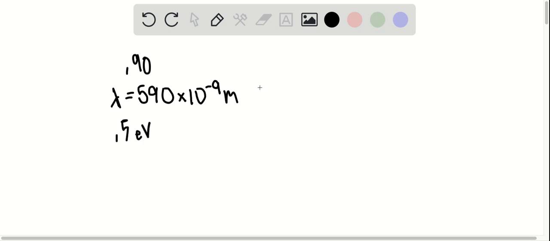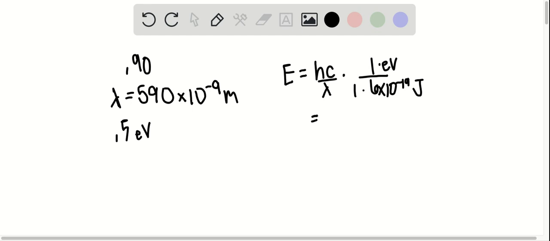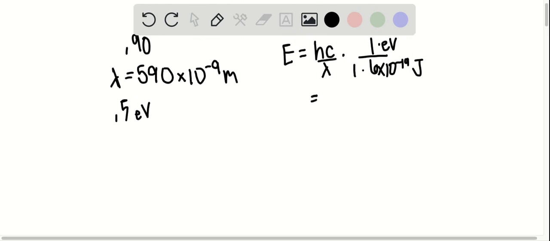So let's find out how much energy is in each of these photons first. We know E is equal to hc over lambda, and that's going to give it to us in joules. So we want to divide by 1.6 times 10 to the minus 19 joules per eV to convert that into eV. So let's write this down. We have 6.626 times 10 to the minus 34. Okay, lambda is 590. So I get 2.10, I guess you can just use one sig fig, 2.1 eV per photon.